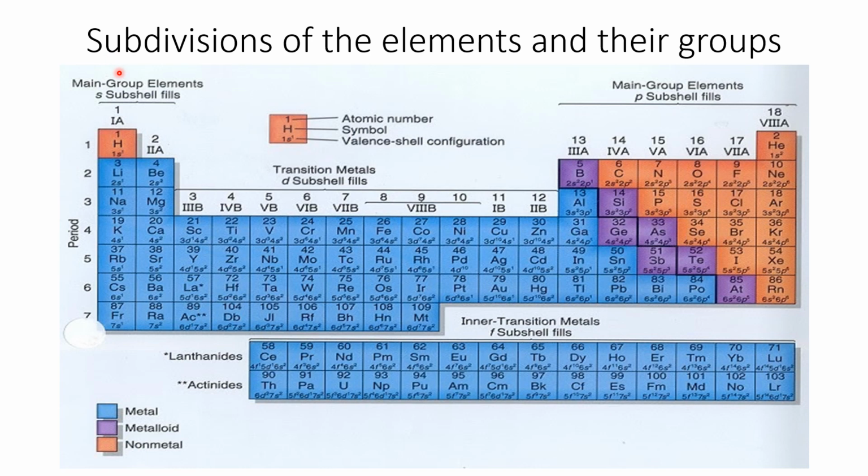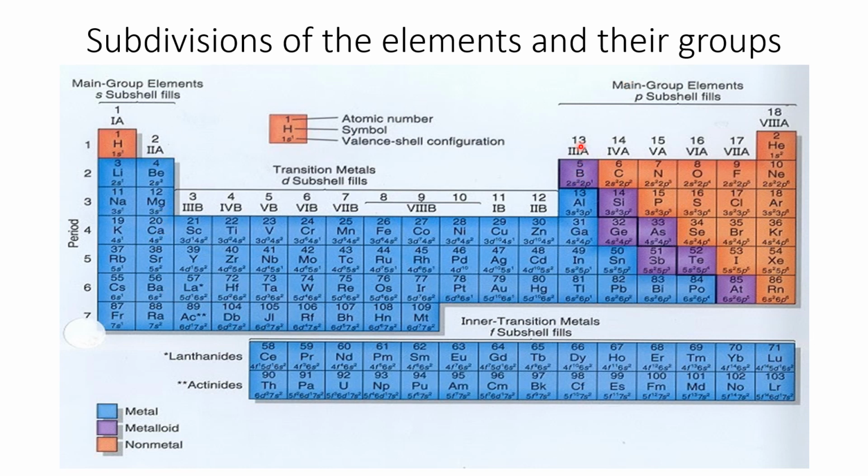Now you can see here the subdivision of elements and their groups. We already talked about first period, second, third, why it is like that. Now you can see in the main group elements, which are A group elements, the S and the P subshells are filled. Now in the alkali and the alkaline metals, the S subshells are being filled. You can see 1s1, 2s1, 3s1, and so on. It's always s1. Only the S subshell is filled. Here we have 2A, or the second group, which is 2s2, 3s2, 4s2, 2 always.